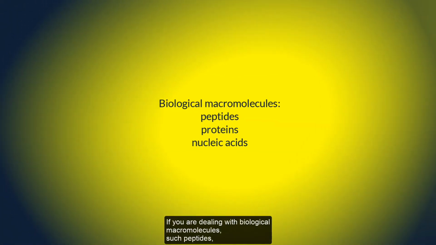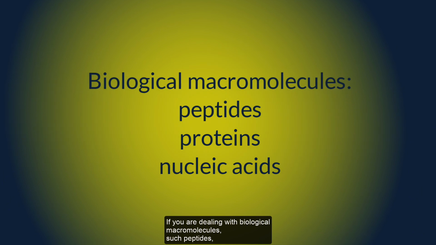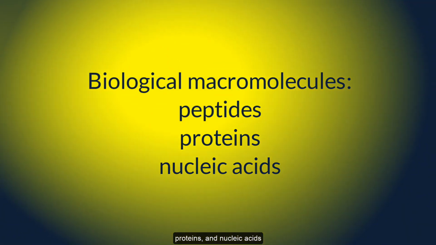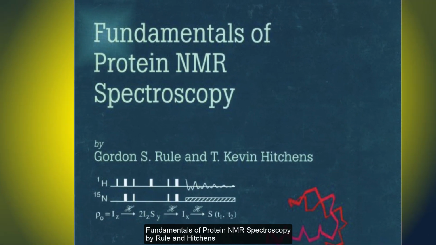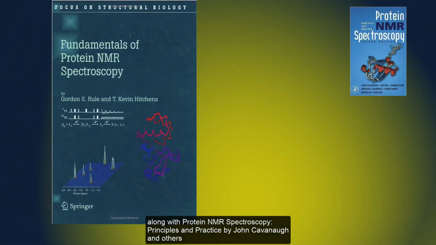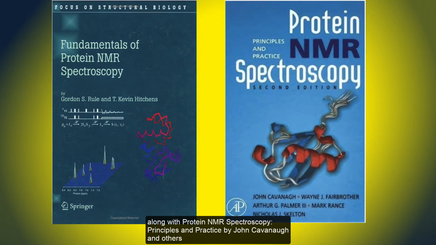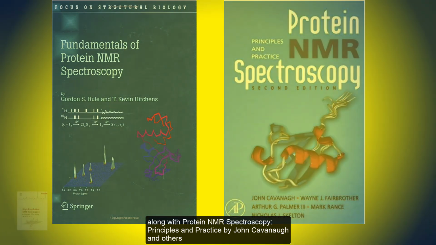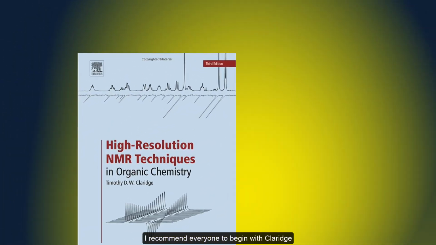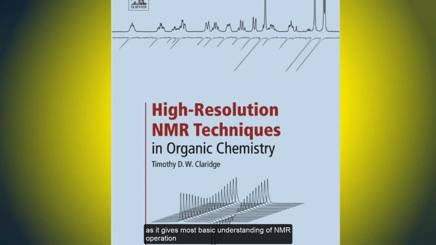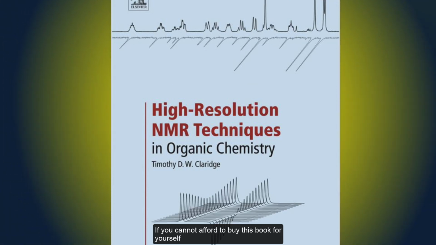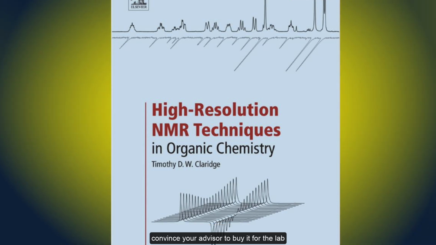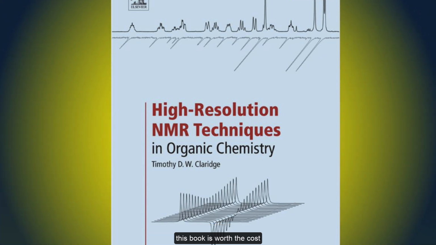If you are dealing with biological molecules such as peptides, proteins, and nucleic acids, in addition to Claridge's book, I would use Fundamentals of Protein NMR Spectroscopy by Rule and Hitchens, along with Protein NMR Spectroscopy Principles and Practice by John Kavanagh and others. I recommend everyone to begin with Claridge, as it gives most basic understanding of NMR operation. If you cannot afford to buy this book for yourself, convince your advisor to buy it for the lab. This book is worth the cost.